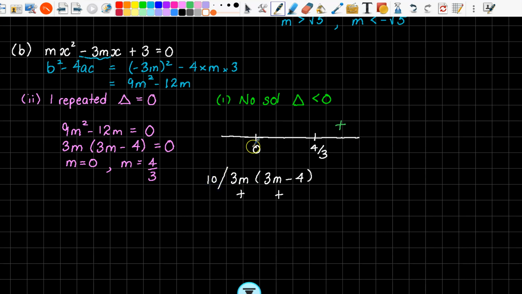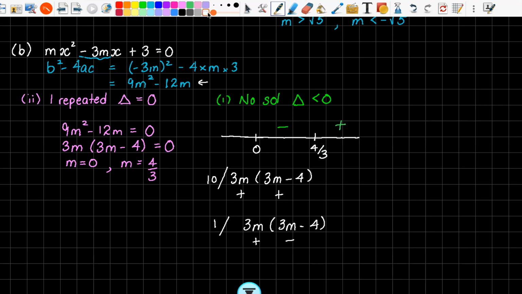Now we want to choose a number between 0 and 4/3. I think 1 would be a great one to choose. So once again, I'm looking at 3m take 4. If you want to, you can just sub it back in here and see, do I get a positive number or a negative number? I find it easy. 3 times 1 is 3, take 4. So 3 take 4 is a negative answer. Positive and a negative gives me a negative answer there.